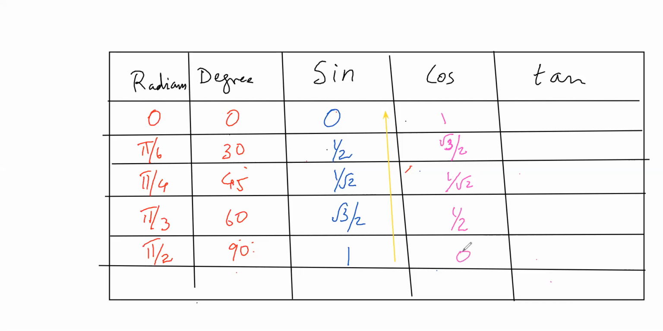Tan is what? Tan is sine by cos. 0 by 1 is 0. Then 1 by 2 divided by root 3 by 2, that is 1 by root 3. Correct? Next is 1 by root 2 divided by 1 by root 2, which is 1. Next is root 3. Then 1 by 0, not defined. That's all.